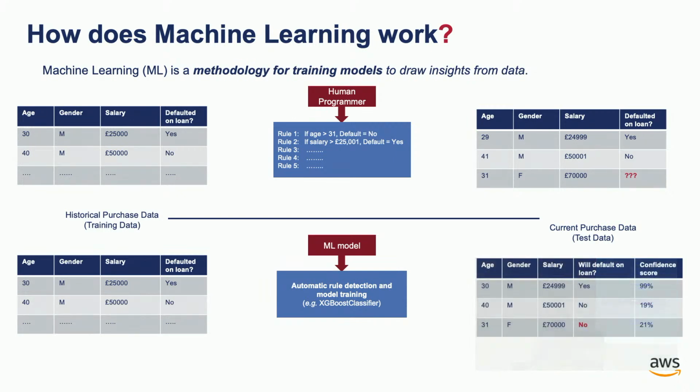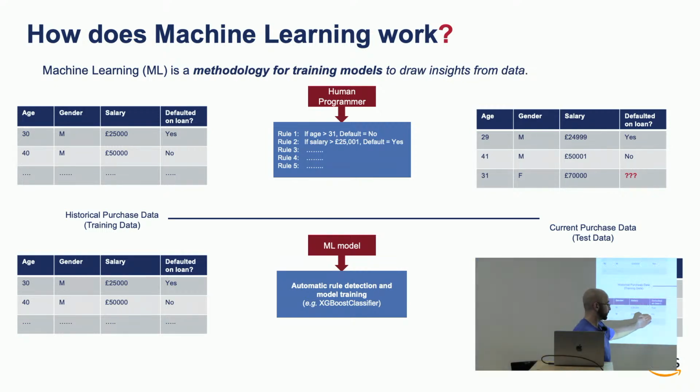So in this example, we have data that is age, gender, salary, and whether they defaulted on their loan. So this is financial data. This is potentially a bank or a loan company, and they have historic data. So this is things that actually happened.